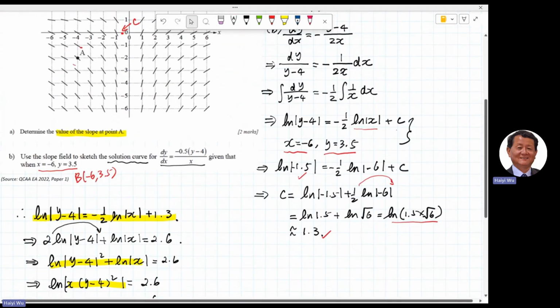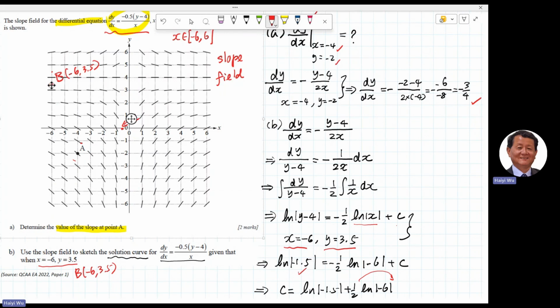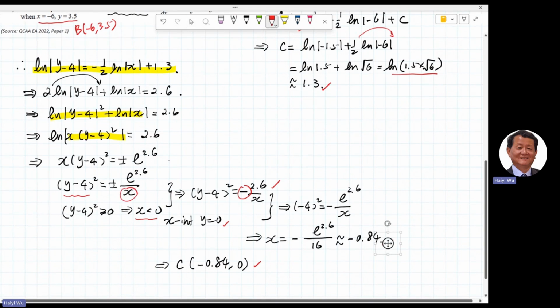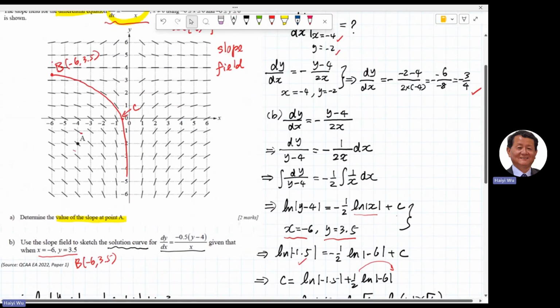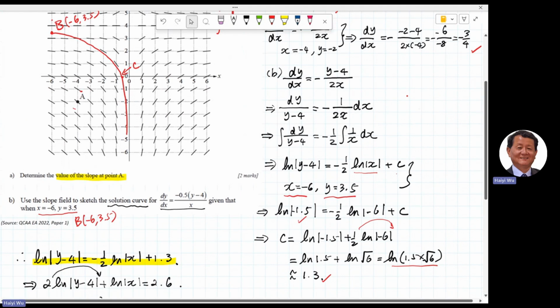So now I have two points, and I'm going to use a curve to draw the graph. I'm going to start from B, then join to C. But obviously you cannot touch the y-axis because x cannot be equal to 0. If you look at the function, x is in the denominator and cannot be 0. So x equal to 0, which is the y-axis, is an asymptote.